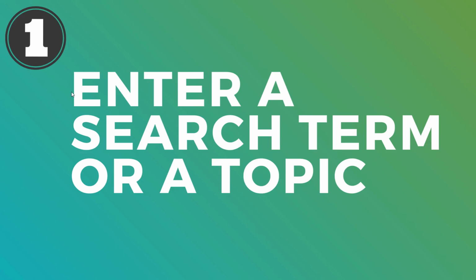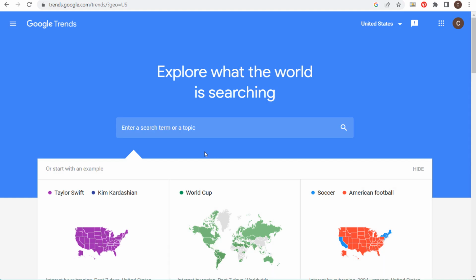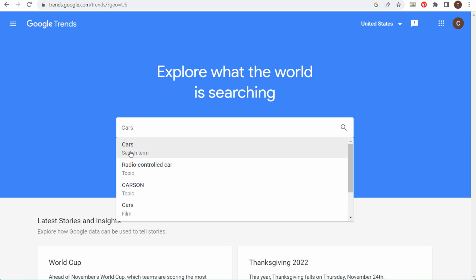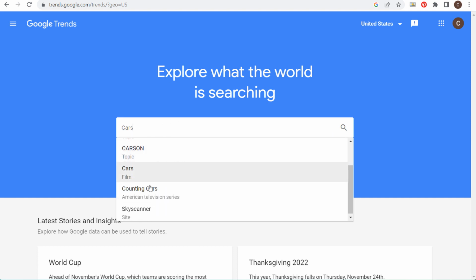So the main thing you do in Google Trends is you enter a search term or a topic. So you're going to see right here, enter a search term or a topic. This is the main part of Google Trends. So let's just say, for example, I'm interested in what's trending around cars. So I'm just going to enter cars here. What you're going to see is cars as a search term, radio controlled car as a topic, cars as a film, Car Sin as a topic. So you're going to see different things here depending on what you enter. You can see here, there's no actual topic coming up for cars.